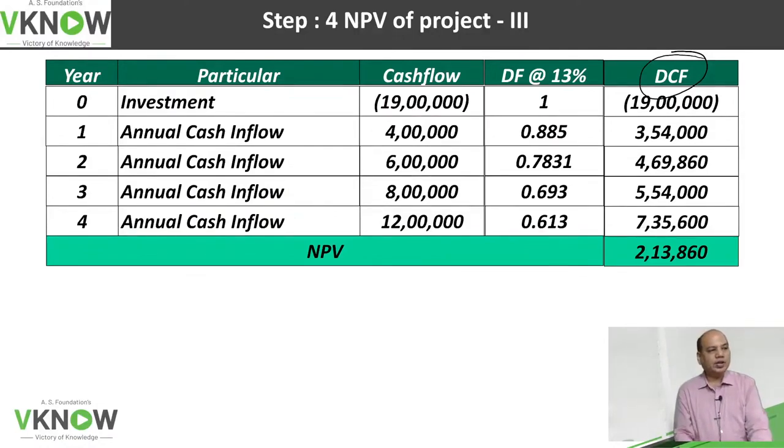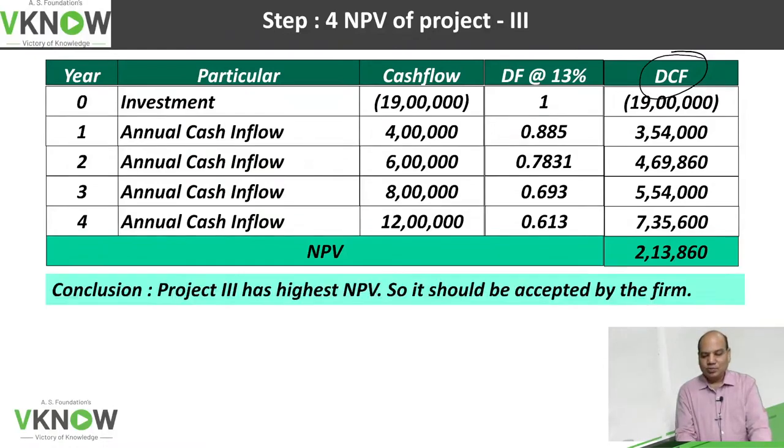Which NPV is highest? Project 3 NPV is highest. Conclusion, write down. Project 3 has the highest NPV. So it should be accepted by the firm.